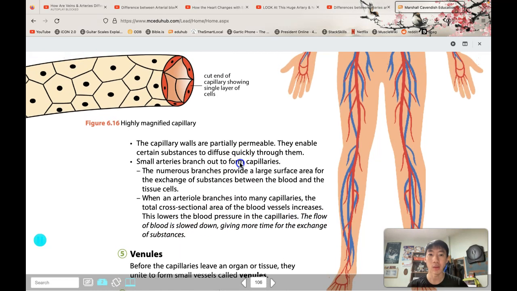So what does that mean? It means that blood is moving through the capillary relatively slowly. Okay, but this slowness allows the nutrients to enter into the cells, and likewise for the waste products to enter back into the blood flow.